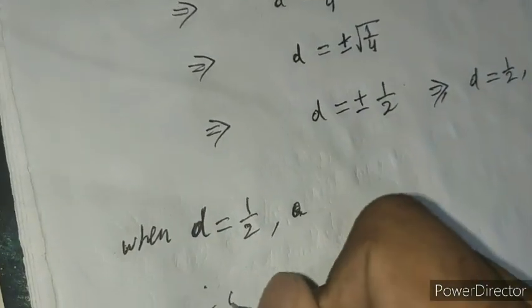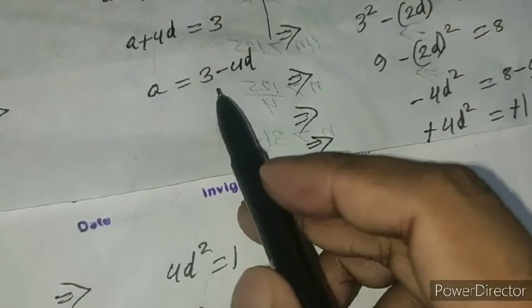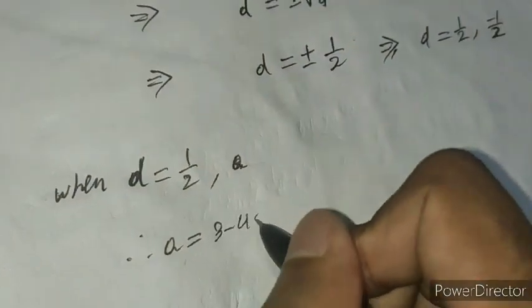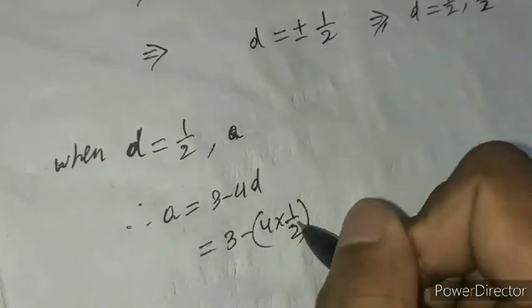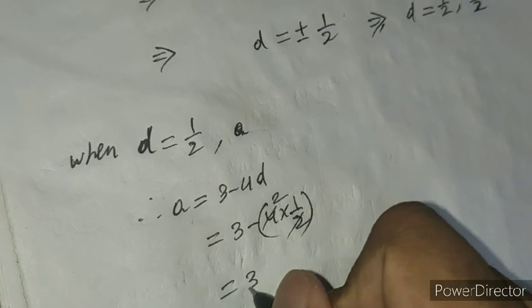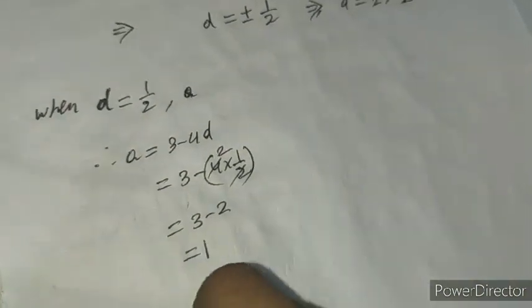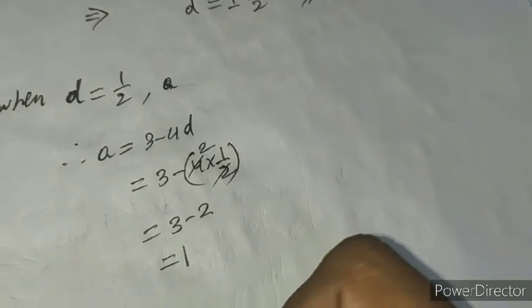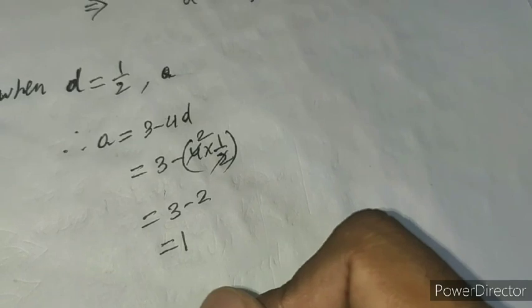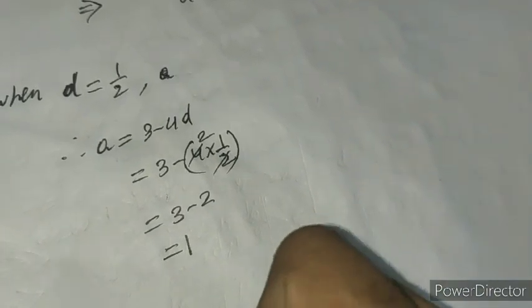Therefore a is equal to how much? 3 minus 4d. That implies 3 minus 4 into 1 by 2. 2 2s are 4, so 3 minus 2 is equal to 1. Okay, so therefore S16, as it is said in the question, we have to find the sum of first 16 terms. So S16 is equal to how much?